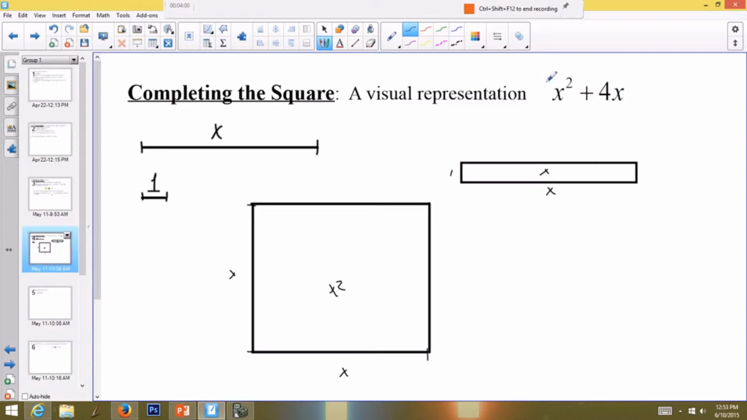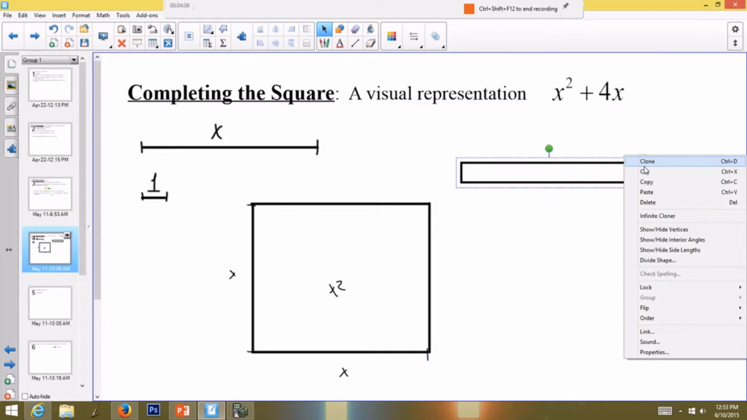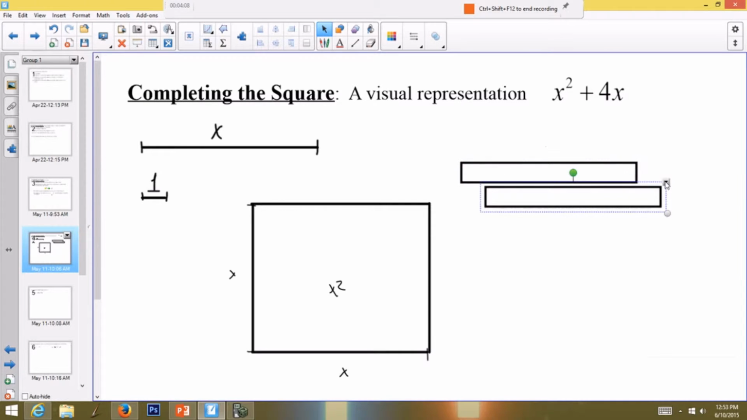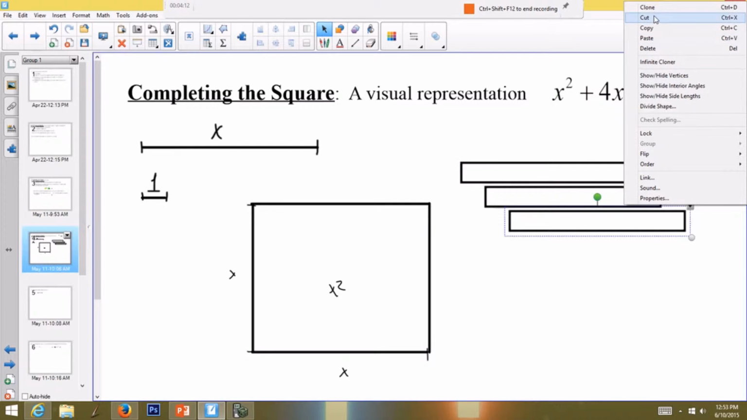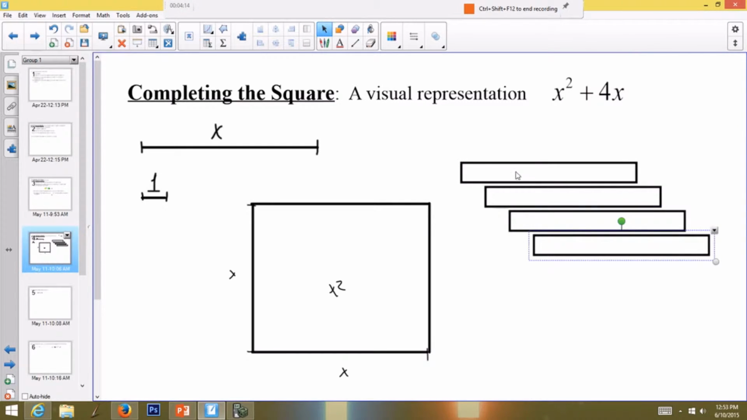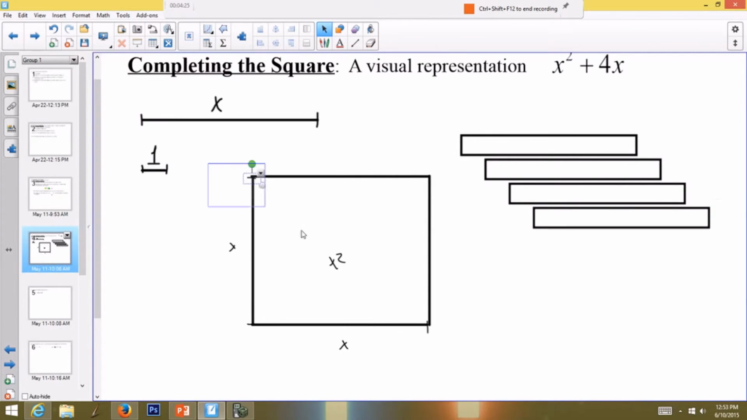Well, I need 4 of these things. So let's make 4 of these things. We'll clone this once, we'll clone it twice, and we'll clone it 3 times. So these 4 rectangles represent an area of 4x. Well, we want to complete the square, so we want it to continue to be a square. So let's move this down just a little bit.